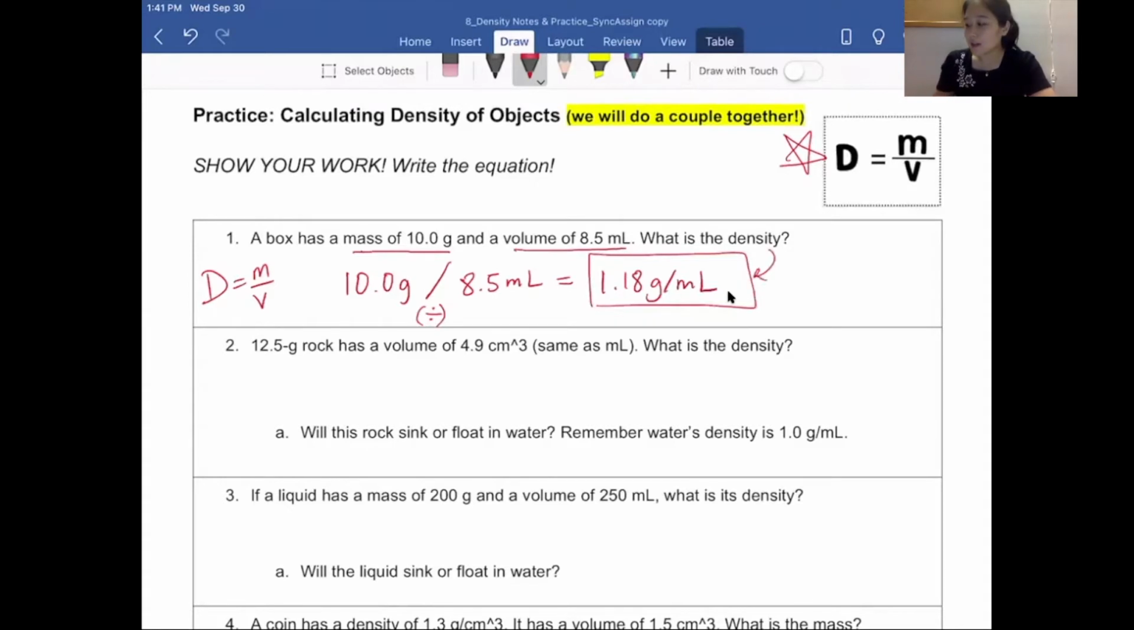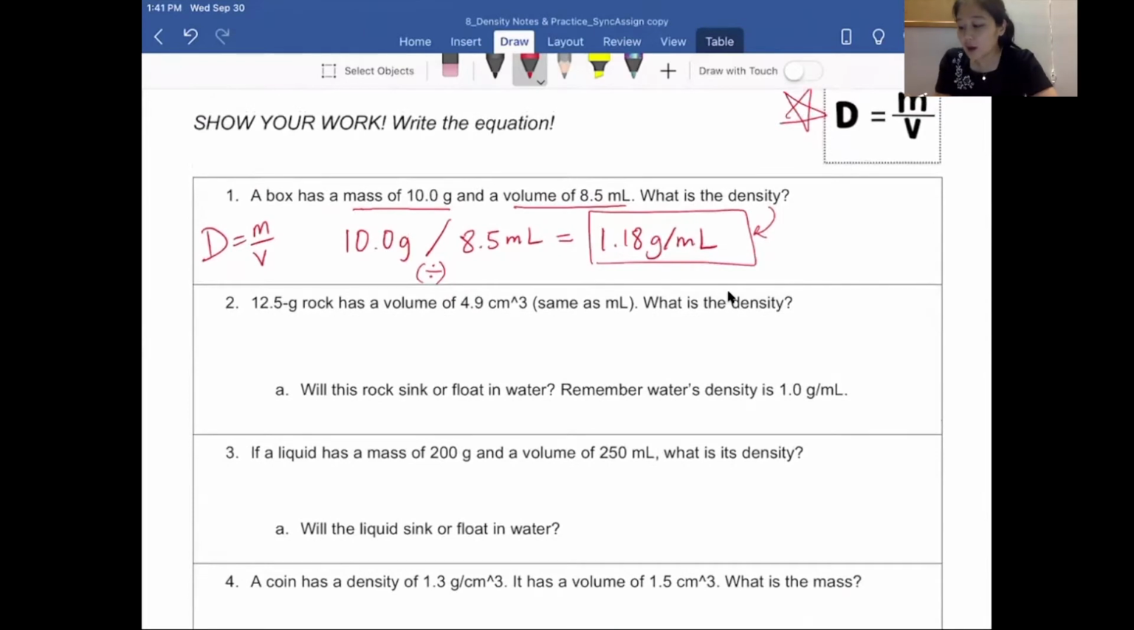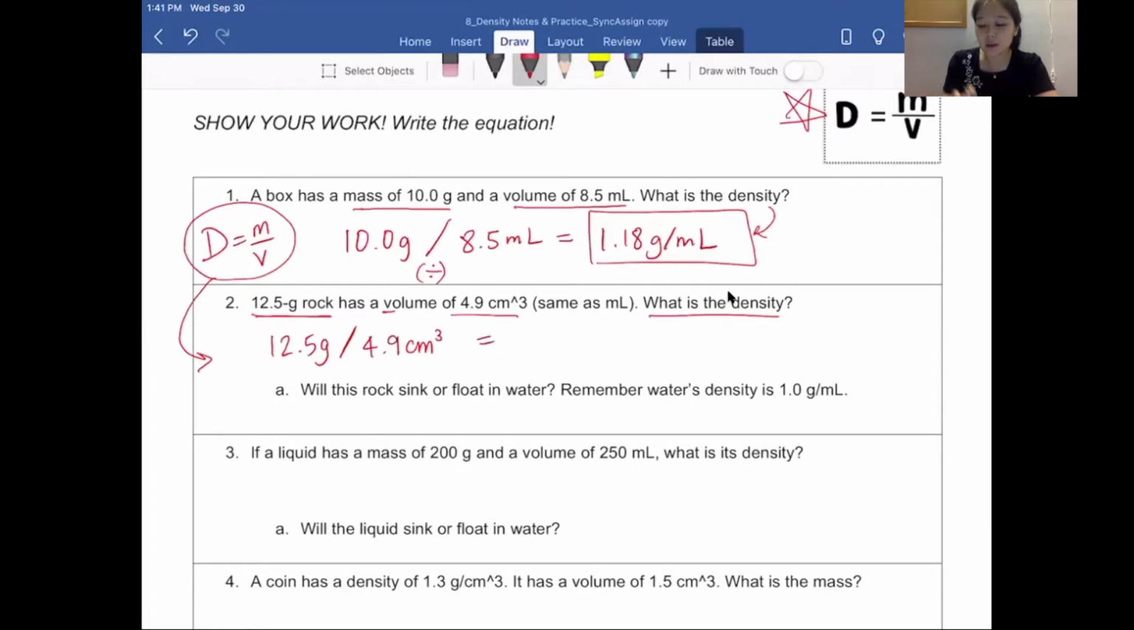Okay, let's move on to number 2. A 12.5 gram rock has a volume of 4.9 centimeters cubed. Centimeters cubed is basically the same thing as milliliters in terms of volume, so they are interchangeable. What is the density of this rock? So we're gonna use our equation again. I have 12.5 grams as my mass, my M. My V is my 4.9 centimeters cubed. So let's plug that into the calculator.